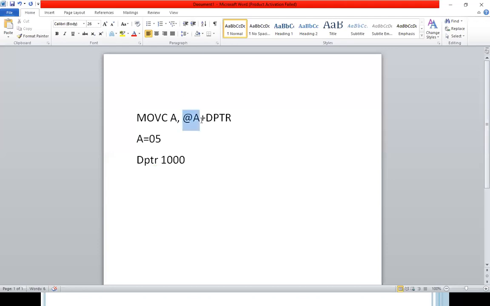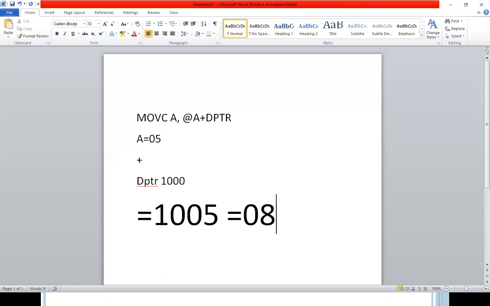So what is the meaning of A plus DPTR? It means you have to add these two numbers. After addition you will get one location, suppose 1105. This is not a value, it is a location. At that location some data is present, suppose 08, and this 08 is transferred to the accumulator. So after this instruction, the accumulator gets 08.